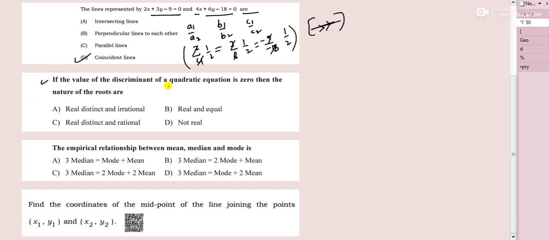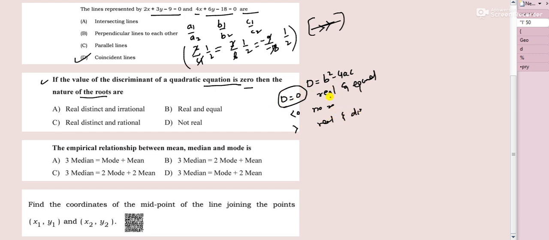If the value of the discriminant of a quadratic equation is 0, then the nature of roots are dash. So remember D, that is the discriminant. What is that? b square minus 4ac. If D is equal to 0, then the roots are real and equal. And if it is less than 0, no real roots. More than 0, real and distinct. So if it is equal to 0, remember real and equal.